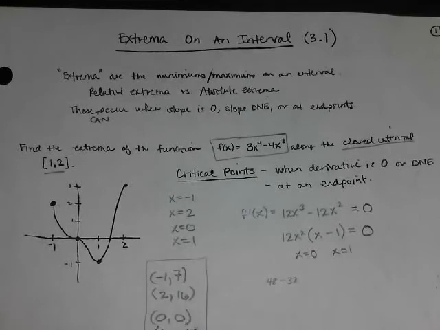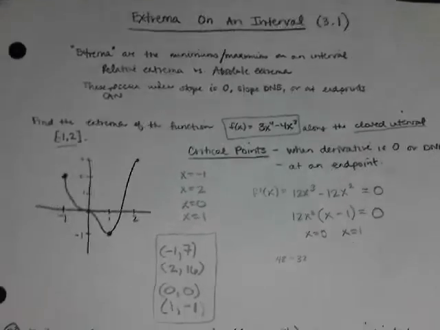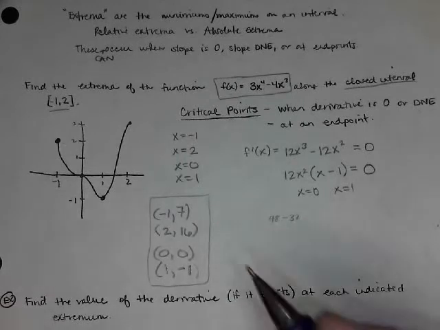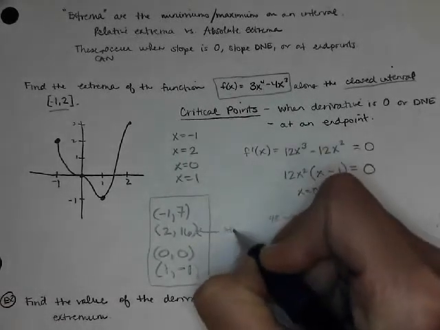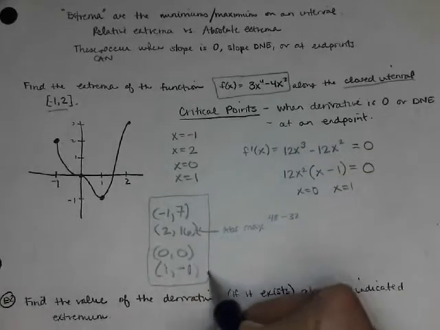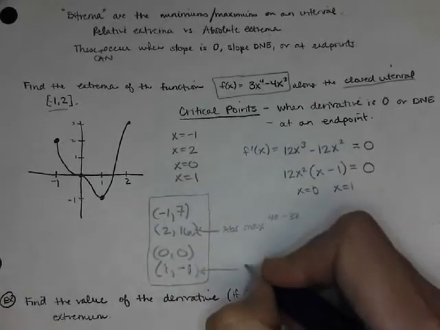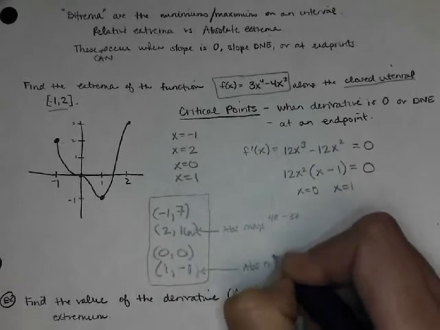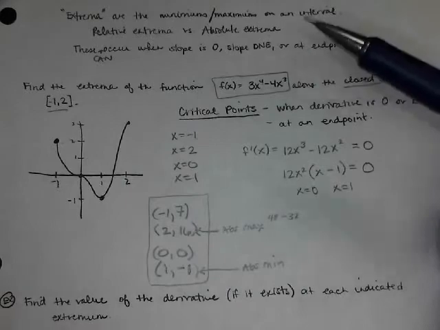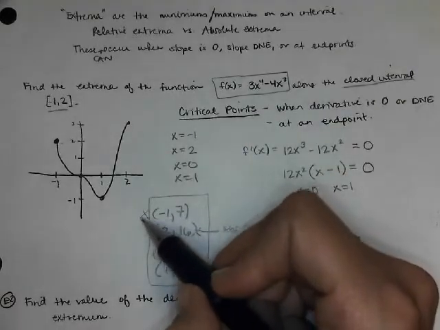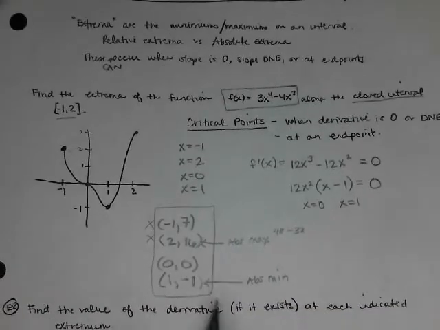So these are the critical points. Now, which ones are actually the maxes and mins? That's where you look at the y-coordinate. So this is obviously the absolute max. This is obviously the absolute minimum. All right, so again, as far as relative are concerned, your endpoints are never going to be relative ones, so we don't need to worry about those.